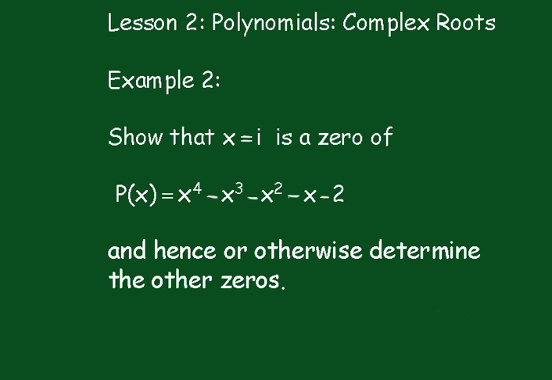Lesson 2, Polynomials, Complex Roots. Example 2. Show that x equals i is a zero of p(x) equals x to the fourth minus x cubed minus x squared minus x minus 2, and hence or otherwise determine the other zeros.